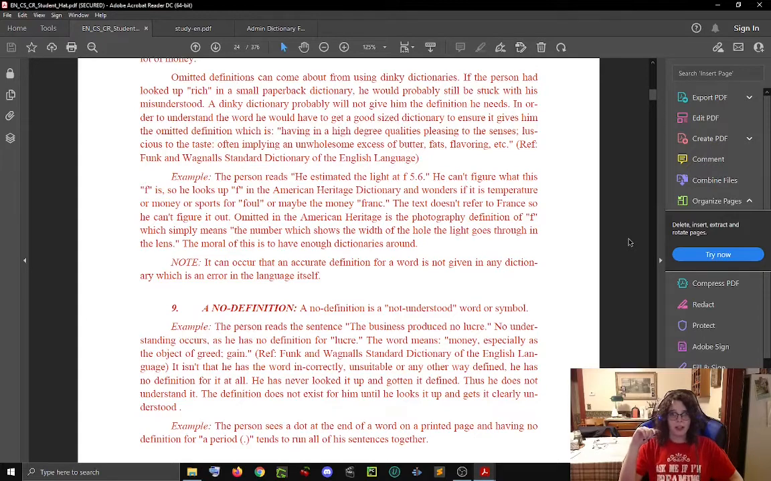Example. The person reads, "He estimated the light at f5.6." He can't figure what this f is, so he looks up f in the American Heritage Dictionary and wonders if it's temperature or money or sports for foul or maybe the money franc. The text doesn't refer to France, so he can't figure it out. Omitted in the American Heritage is the photography definition of f, which simply means the number which shows the width of the hole the light goes through in the lens. The moral of this is to have enough dictionaries around. Note, it can occur that an accurate definition for a word is not given in any dictionary, which is an error in the language itself.